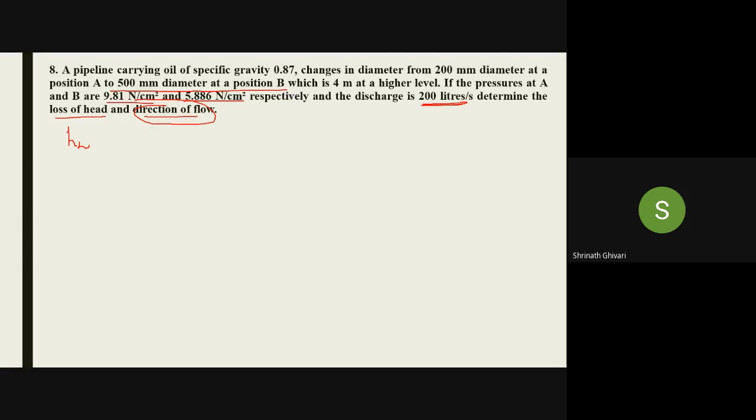Understood? A pipeline which is carrying oil of specific gravity 0.87 changes its diameter from 200 mm to 500 mm. So it means that it is a conical, or a diverging, section of pipe. Position B is 4 meter higher level, so we get our Z1 and Z2. The pressure at A and B are given, and the discharge is 200 liter per second. Determine the loss of head and the direction of flow.